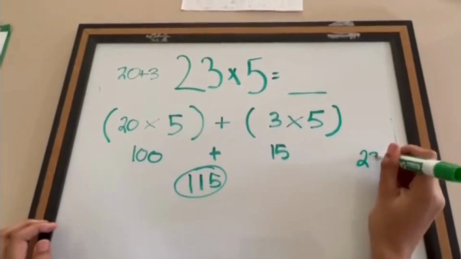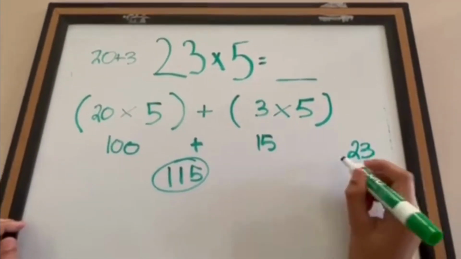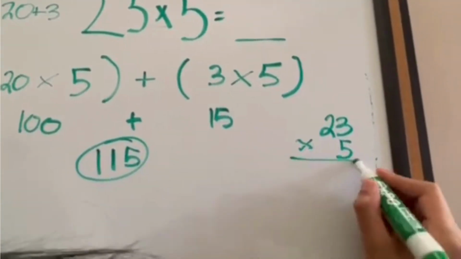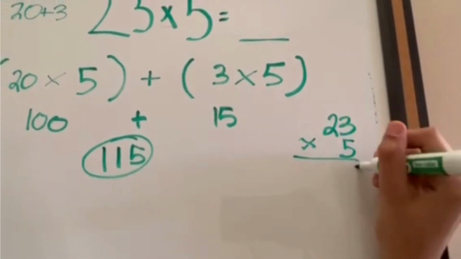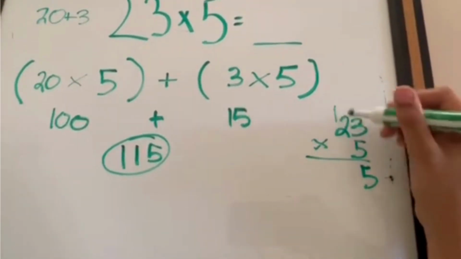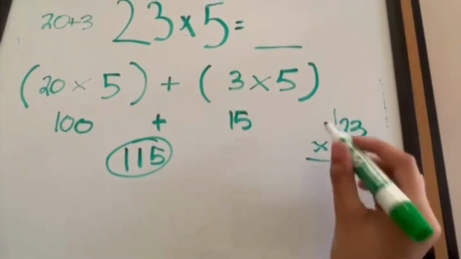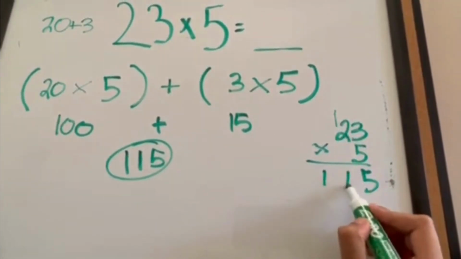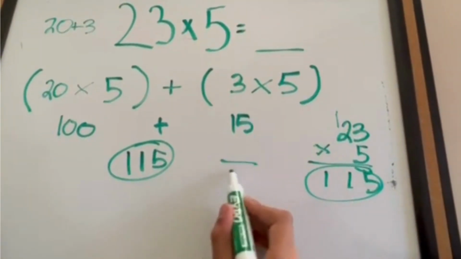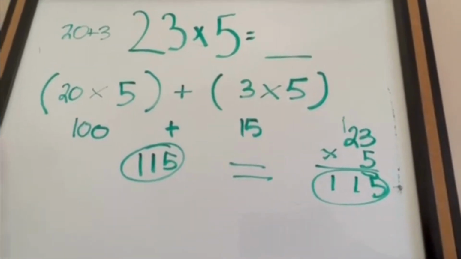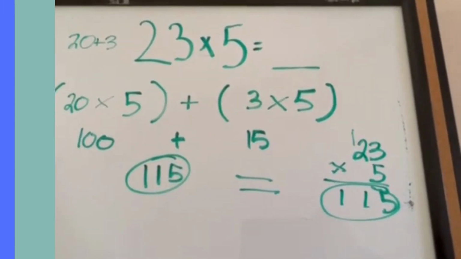I'm going to use the basic algorithm to solve the problem. 5 times 3 is 15. Carry the 1. 5 times 2 is 10, plus 1 is 11. And our numbers are equal. So that's how you use the distributive property.